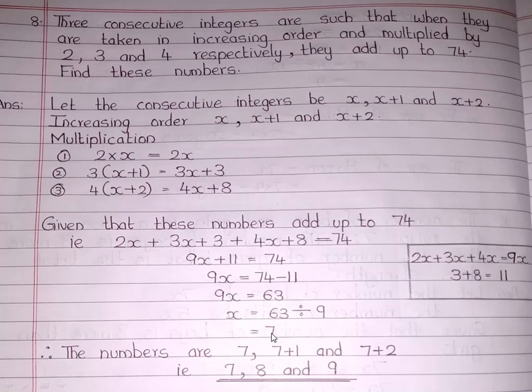You have to find 3 integers. If 7 is the first integer, the next consecutive integers, you know, are 7, 8 and 9.